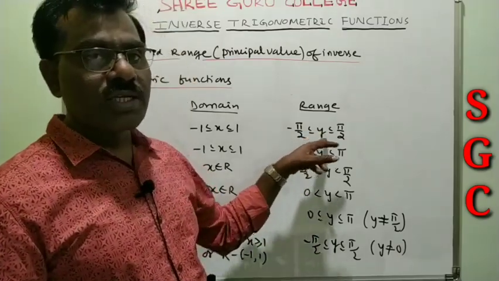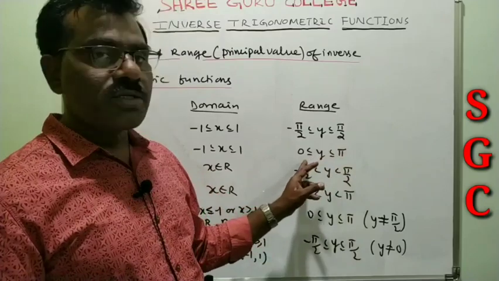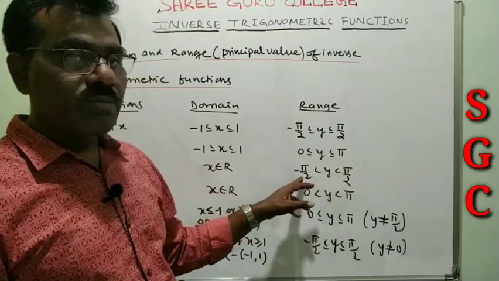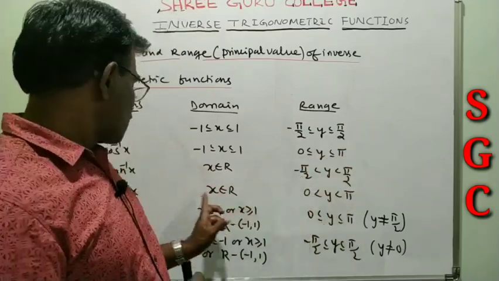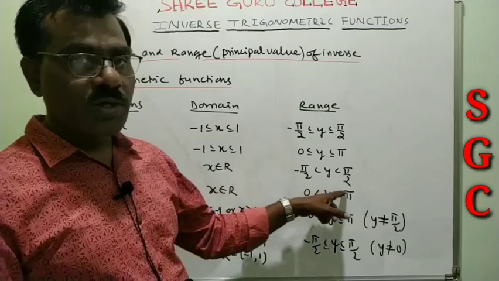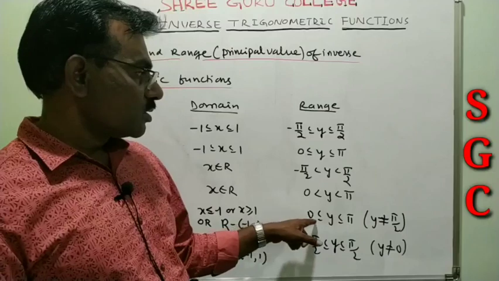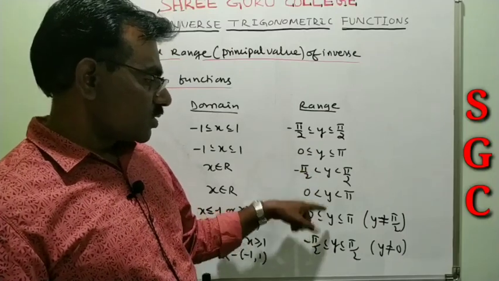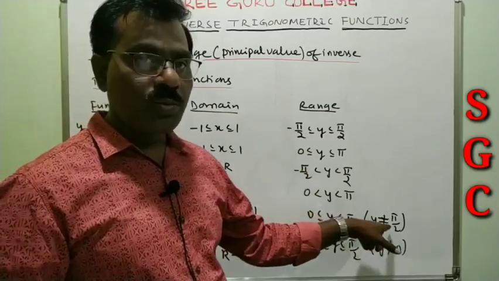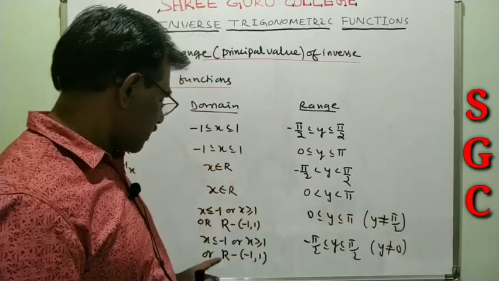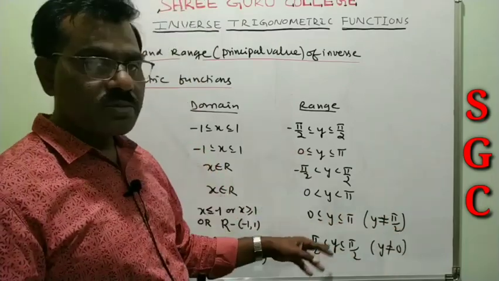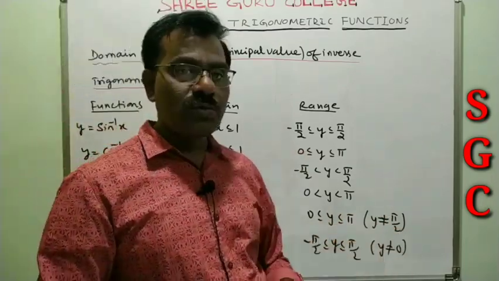Sine inverse is minus pi by 2 to plus pi by 2, and cos inverse is 0 to pi, and here tan inverse is minus pi by 2 to plus pi by 2, open interval. Cot inverse is 0 to pi only, open interval, and sec inverse is the same, but here y is not equal to pi by 2, other than pi by 2 is possible. And sine inverse of x and cosec inverse must be the same, but y is not equal to 0.